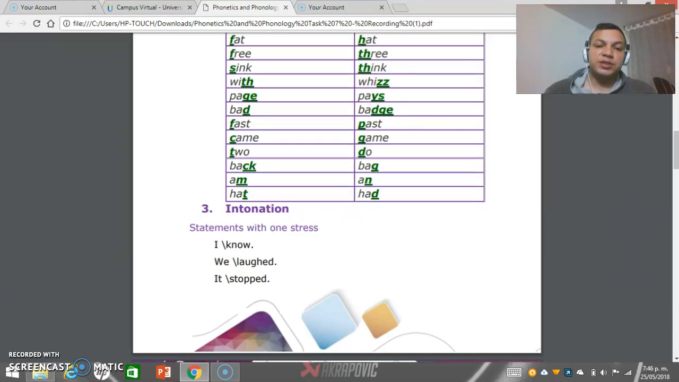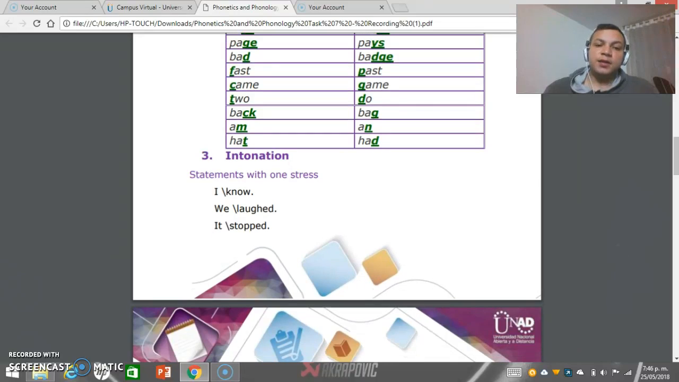Now, the other exercise, the third exercise, is about intonation: statements with stresses. You can see that the sentences are short. It's simple, but the stress is only one. I know. We large. It stopped. In this example, the stress is normally next to the pronouns.